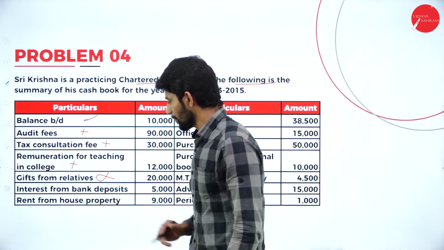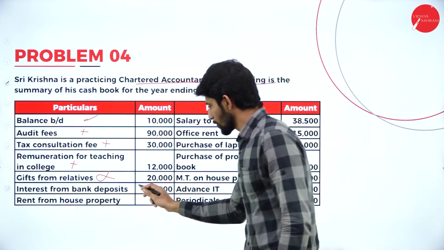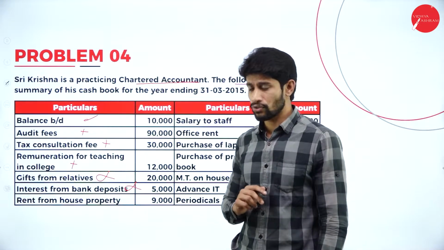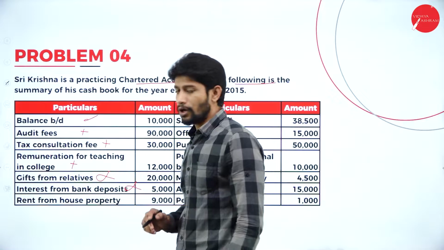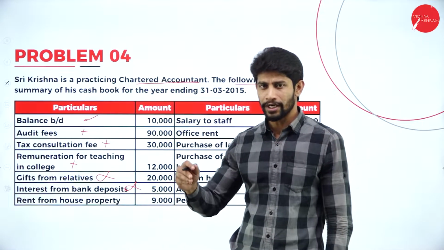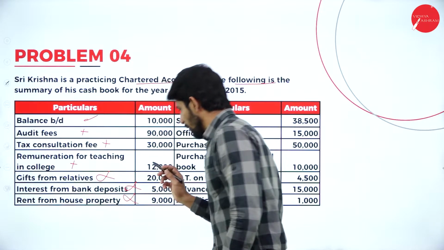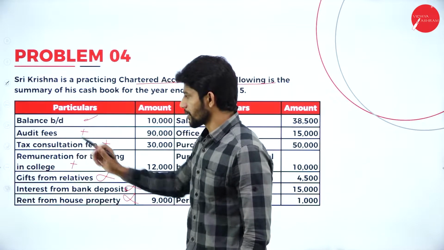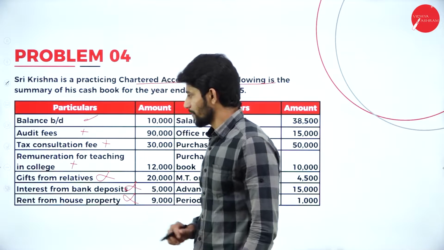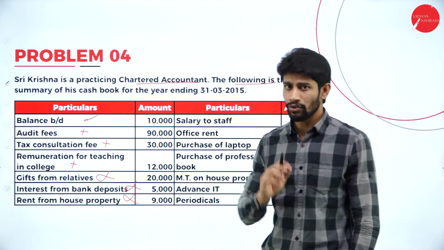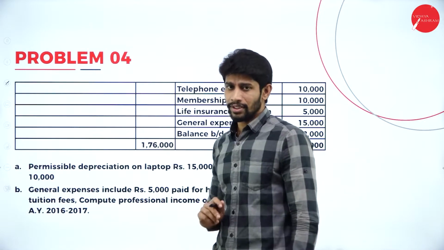Next, interest from bank deposit. This is also not relating to profession. This is relating to income from other sources. Next, rent from house property. See, it relates to house property, not to profession, right? So this is also not relating to profession. So audit fees relate to profession, consultation fees relate to profession, remuneration for teaching in college relates to profession. So that's it with the income.